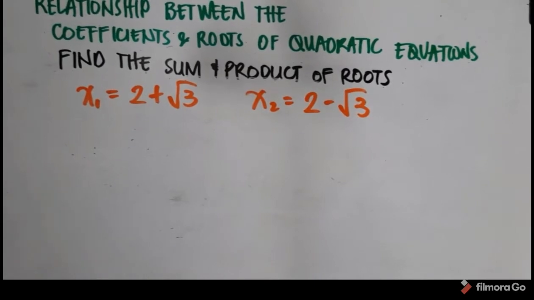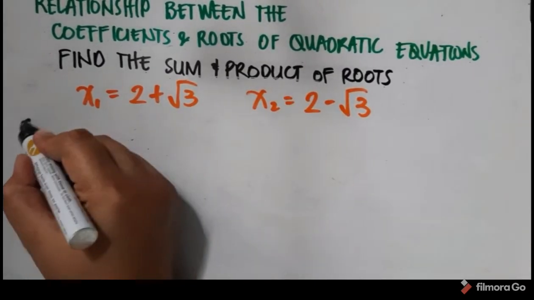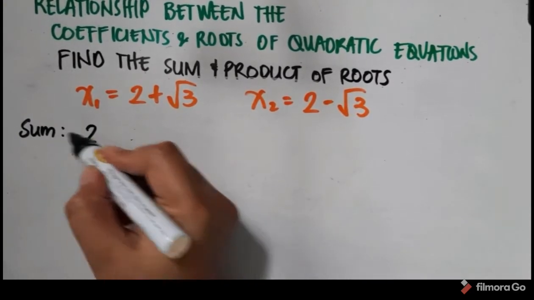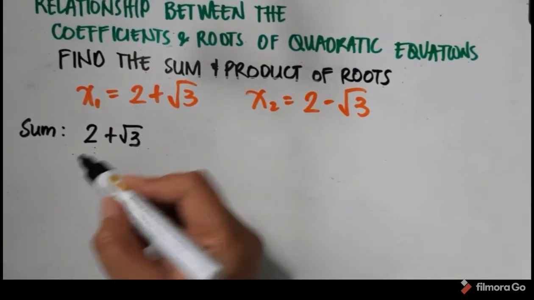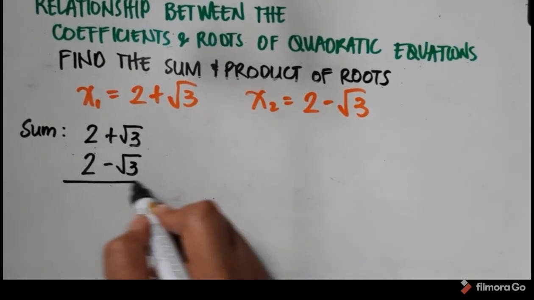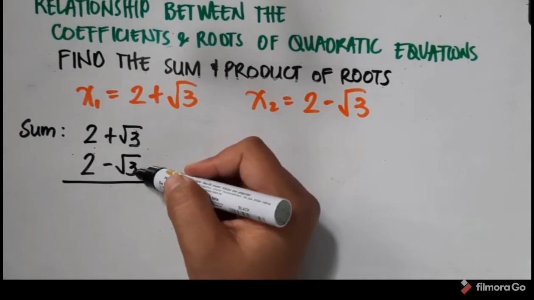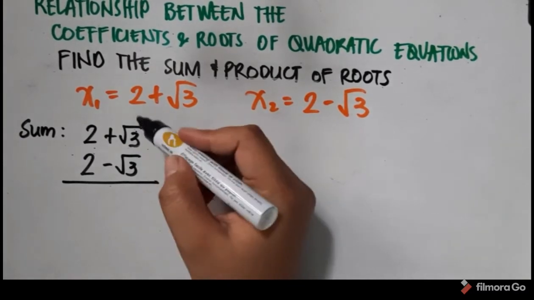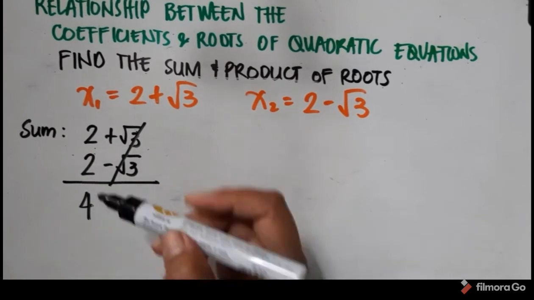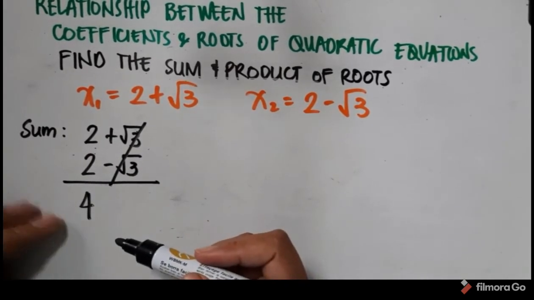For our next given, we have to find the sum of these two. We have 2 plus the square root of 3 and 2 minus the square root of 3. So if we add, opposite signs will give us 0. So instead of writing, we just cancel. 2 plus 2 is equal to 4. So our sum is 4.